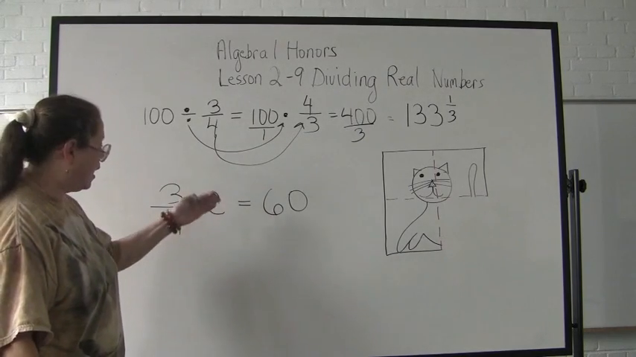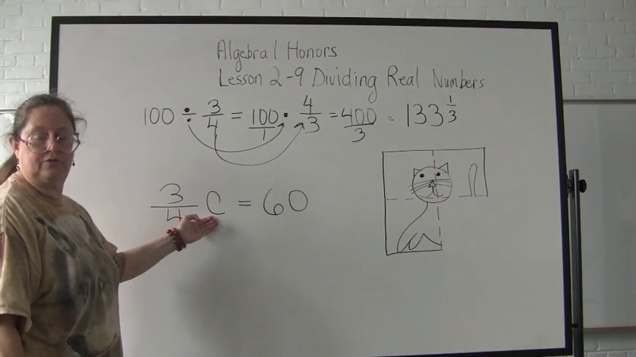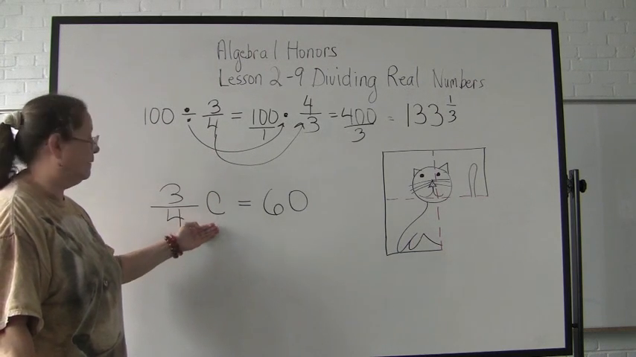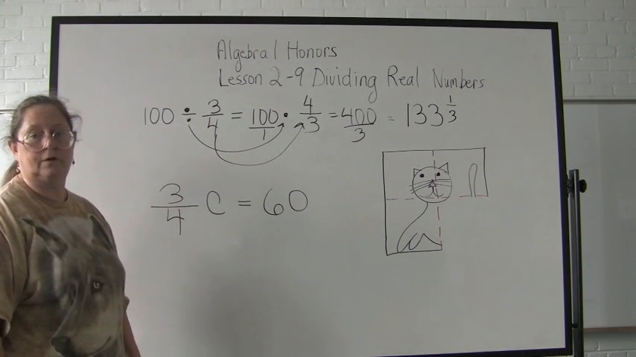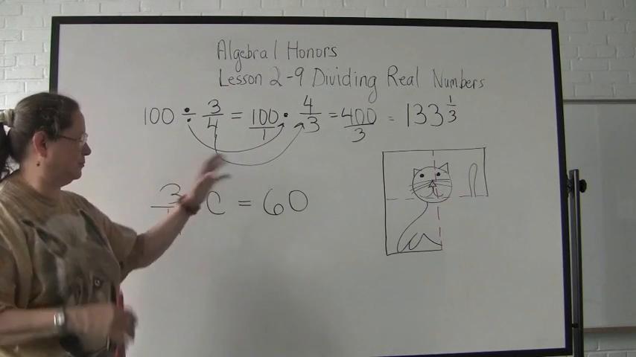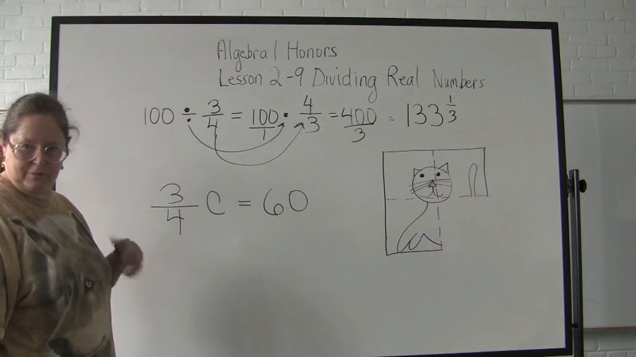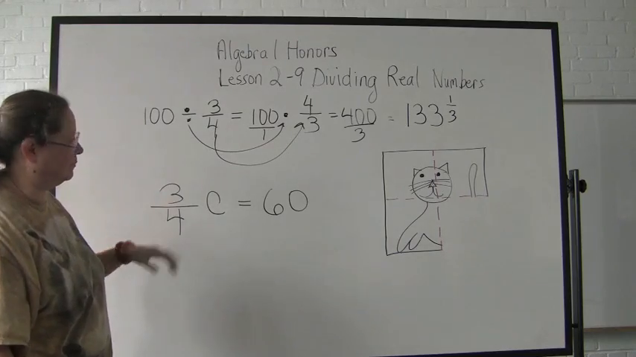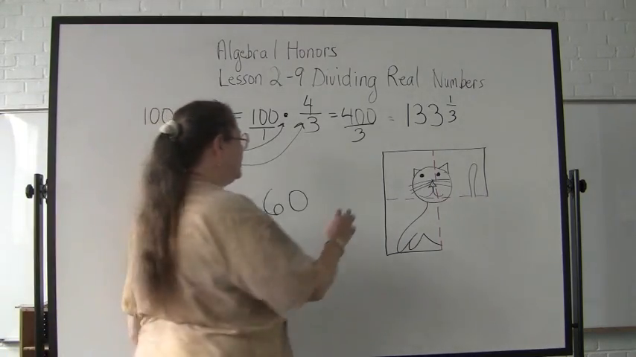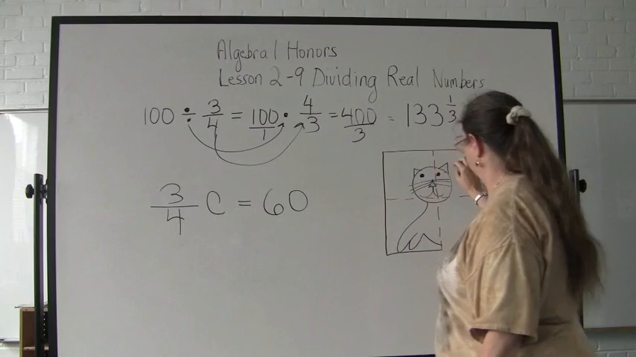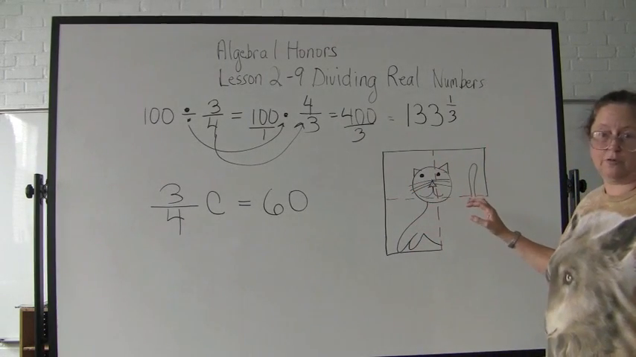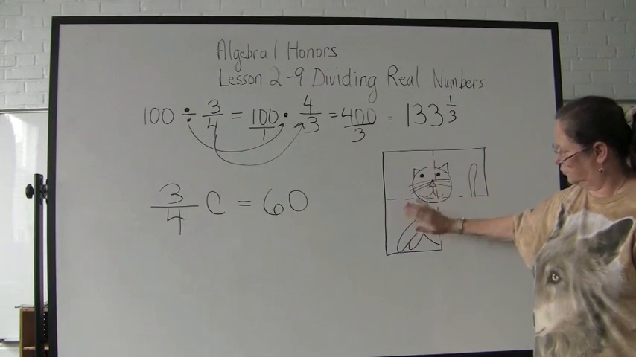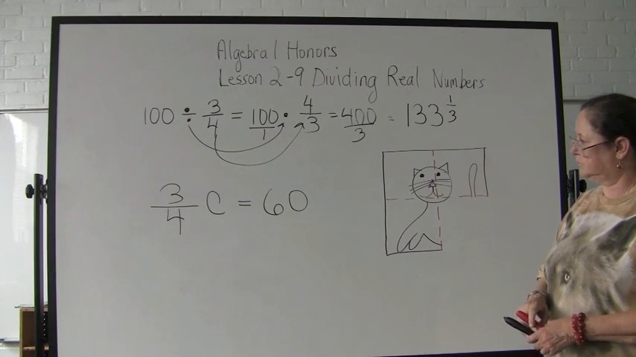3/4 of that cat card, where C represents the amount the cat card is worth, is equal to 60. Let's see what we should get. We can look at the picture and do this problem, so that's an easy way to double check. If we look at the picture, we realize we have 3 equal parts here. 3/4, each is a 1/4, but this 1/4 and this 1/4 and this 1/4, they're all equal parts.